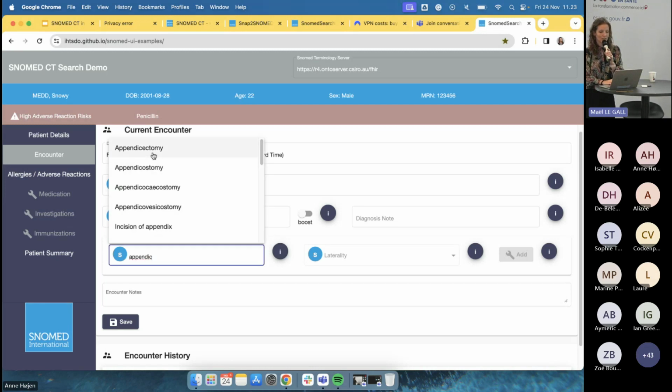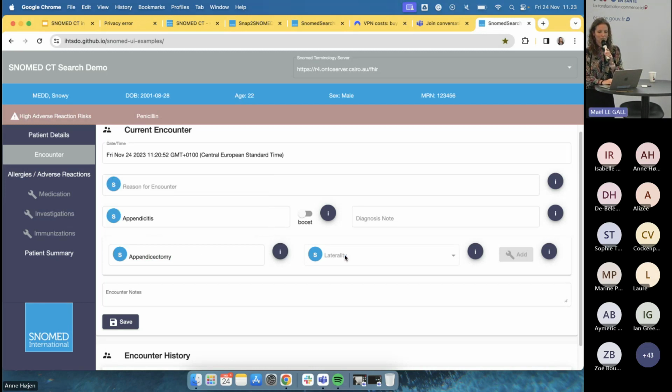So when I select appendectomy here, I'm not given the option to select a laterality. Because if you think about what Ian showed you before, the appendectomy is defined as a procedure. It has a method of excision. It has a procedure site direct of the appendix structure. And we don't have a left and a right appendix structure. We can't say there's a left part and a right part.